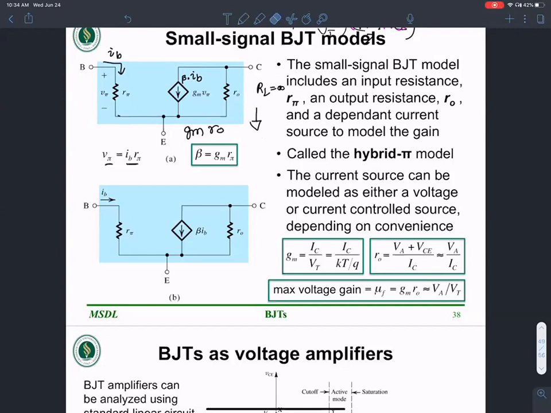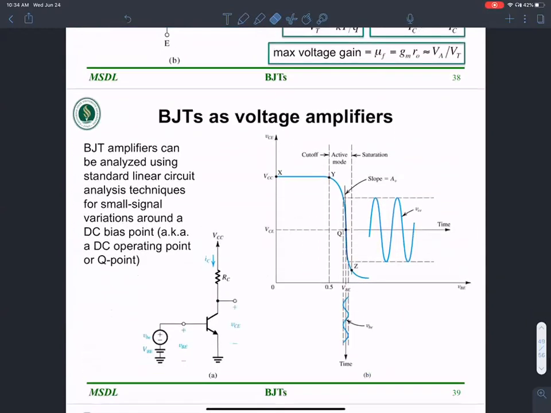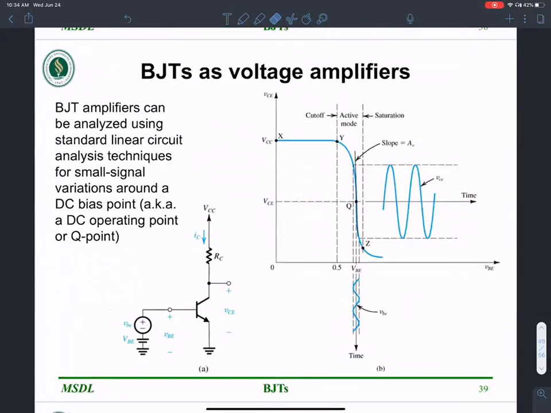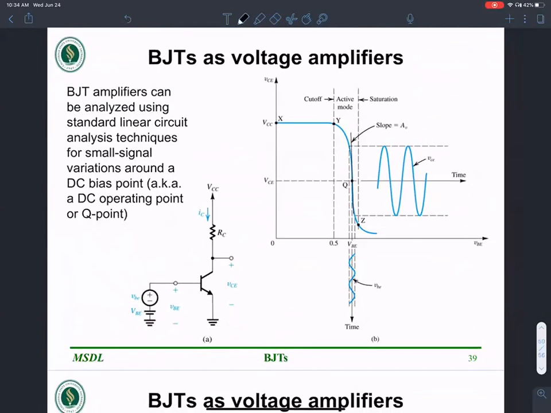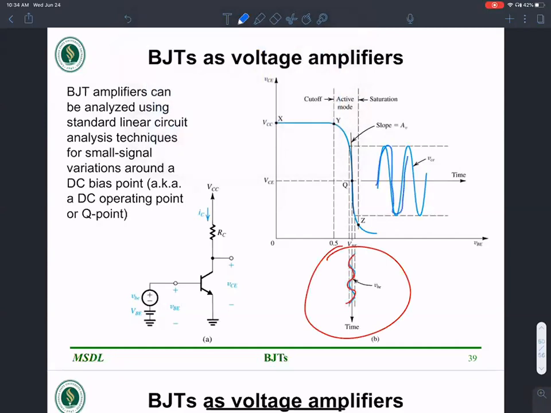Therefore the gain of this is gm r naught. Okay, gm r naught is the intrinsic gain, or the maximum gain that you can get out of this. Here is the BJT as a voltage amplifier. This is your teeny tiny input. Corresponding to that, the output is going to swing quite significantly. The ratio of the peak to peak voltage of the output to the input gives you the gain.